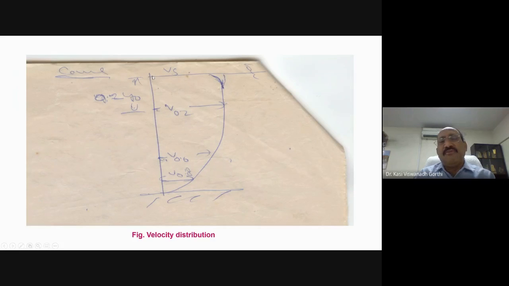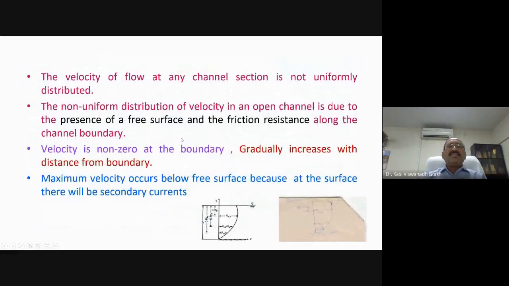Towards the free surface, there will be some velocity which is less than the maximum velocity. So this is how the typical velocity distribution looks in an open channel flow. The velocity at any channel section is not uniformly distributed. Unless the fluid is ideal, it cannot be uniformly distributed.